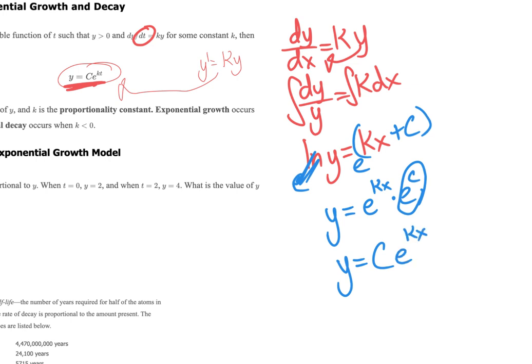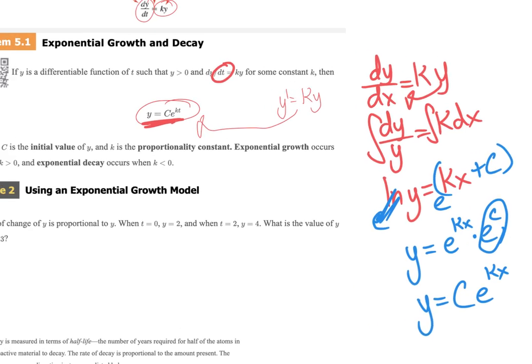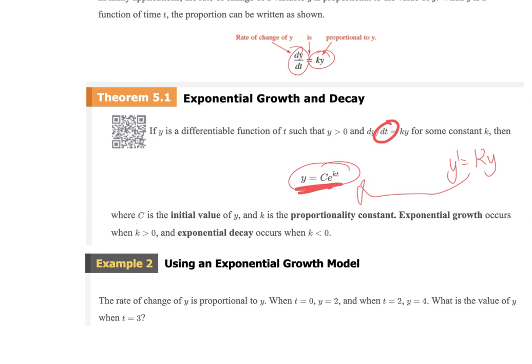So this really is e to the kx times e to the c. C is just some constant, so e raised to c is just some other constant, and we put it in front. So y equals c e raised to the kx, and our equation up here says kt. So c is the initial value of y. The reason that is true is if we put in 0 for t, this just has a value of 1. So when t is 0, c is our initial value.